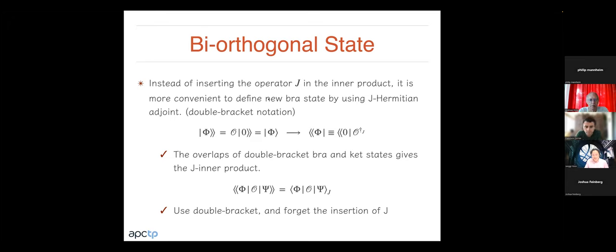This is just for simplicity. Sometimes it's inconvenient to insert the J operator into the inner product when you define the J inner product, but you can define the bra state with a double bracket. This ket state is the same as with a single bracket, but when you define the bra, you define it with respect to the J dagger. Then you just calculate the overlap with the double bracket, which naturally gives this J inner product. So if you use this double bracket, you can forget the insertion of J. It's more similar to the biorthogonal states in PT symmetry. That's what I want to point out.